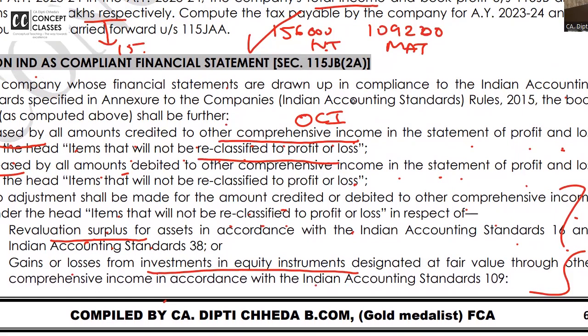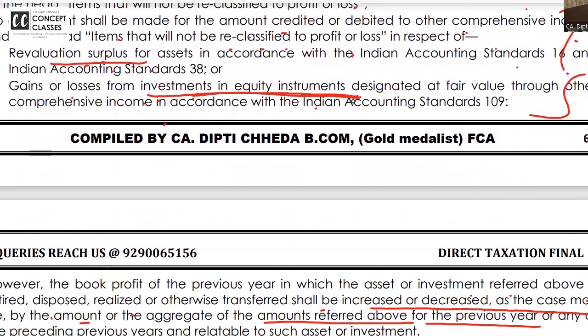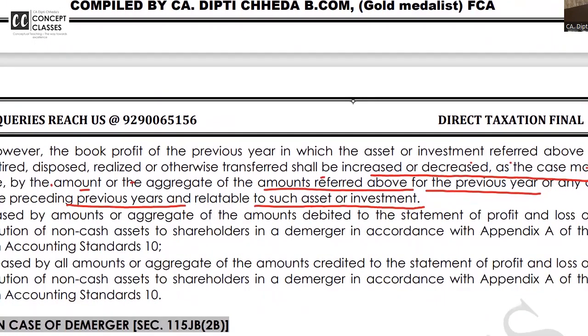Okay? No adjustment shall be made for the amount credited or debited related to revaluation surplus and profit or loss on sale of equity instruments. Because this we will adjust when it is actually happening. Book profit for asset and investment, you will increase and decrease when that asset is actually disposed of. Increased by the amount or aggregate of amount debited to the statement of P&L on distribution of non-cash asset to shareholders in case of demerger.